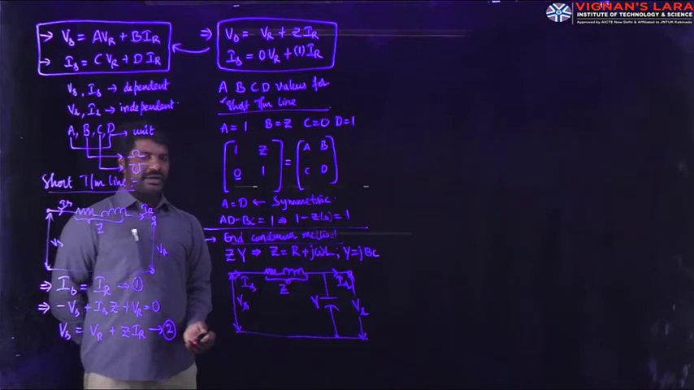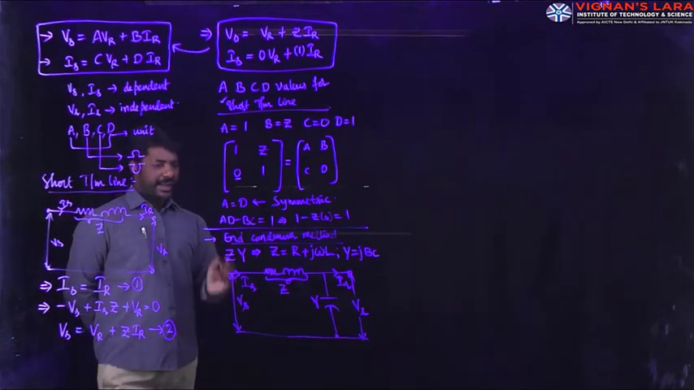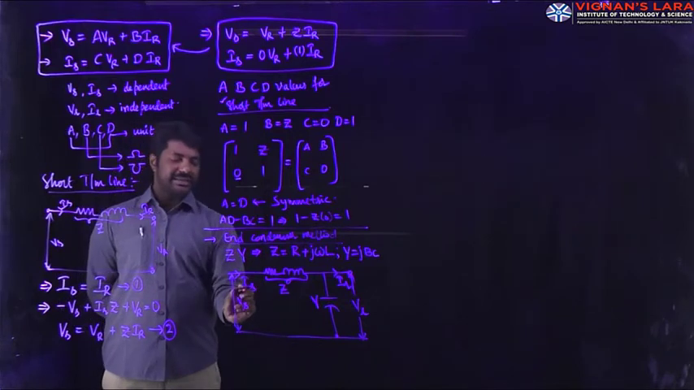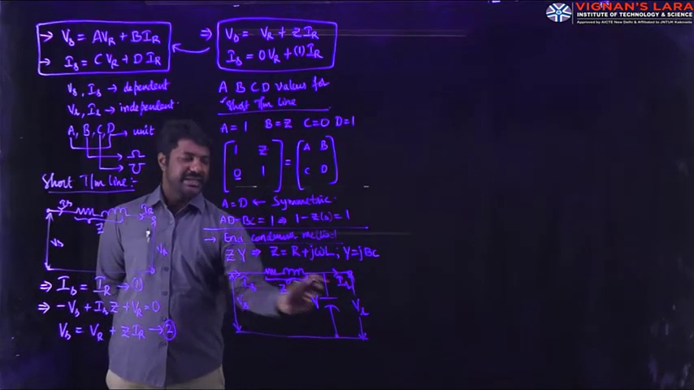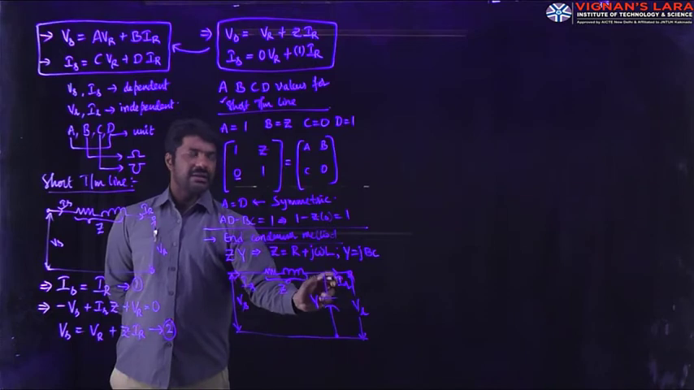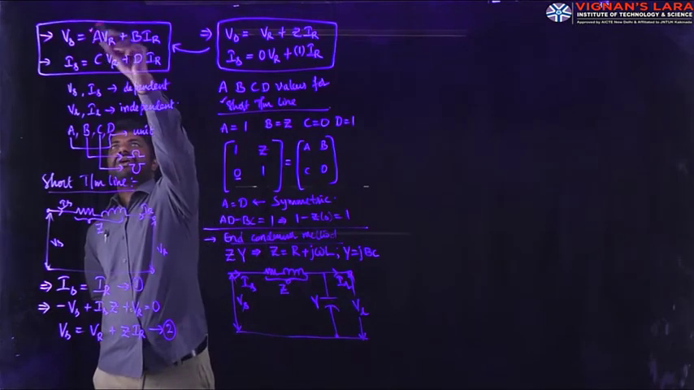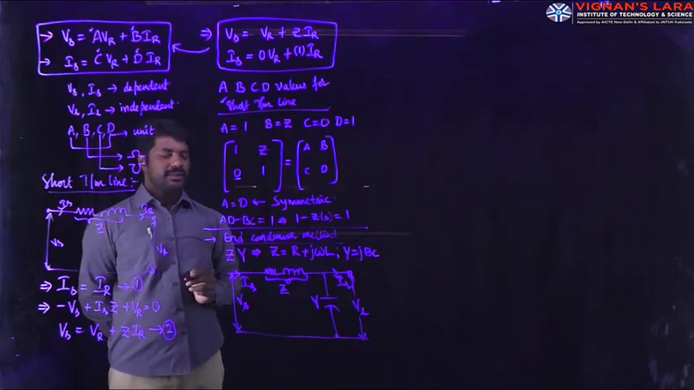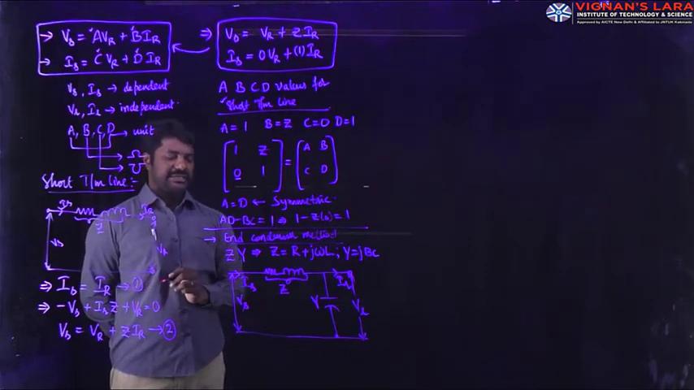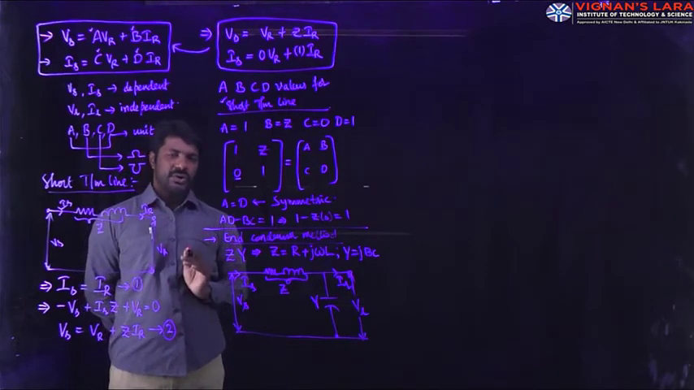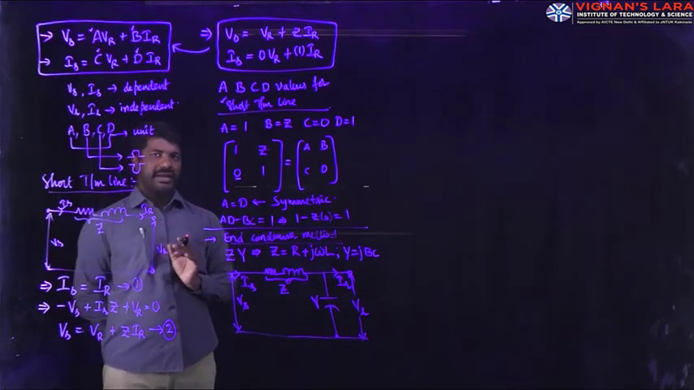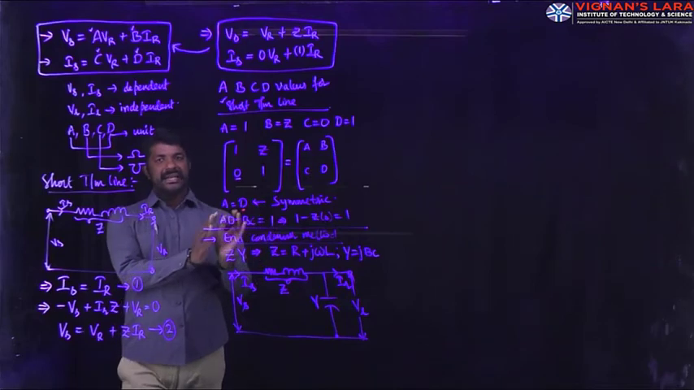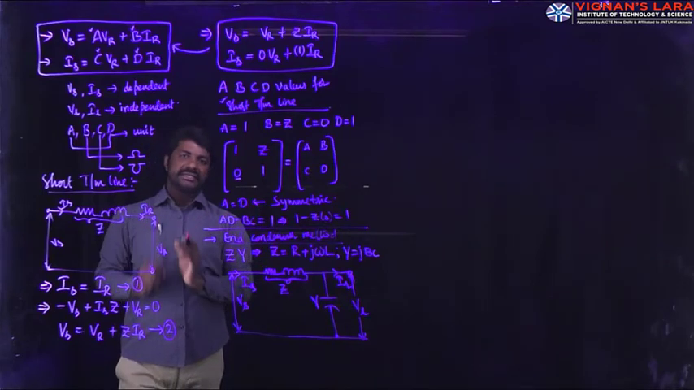For this network, what we have to do is apply KCL and KVL, and finally get the magnitudes of VS and IS in terms of VR and IR with their defined constants called A, B, C, D. These will be the coefficients in those equations. Here also we follow a general procedure: we start with the receiving end side, apply KCL and KVL, and move towards the sending end side.